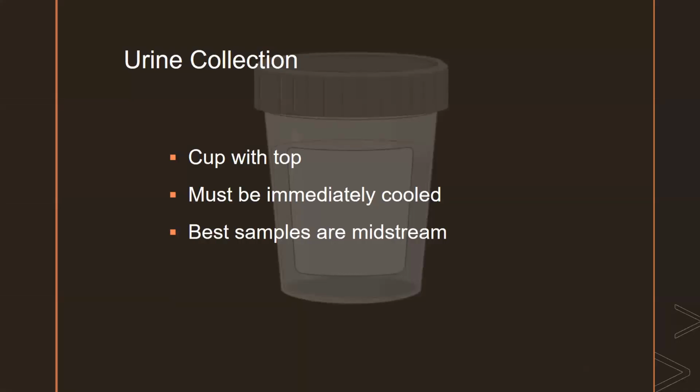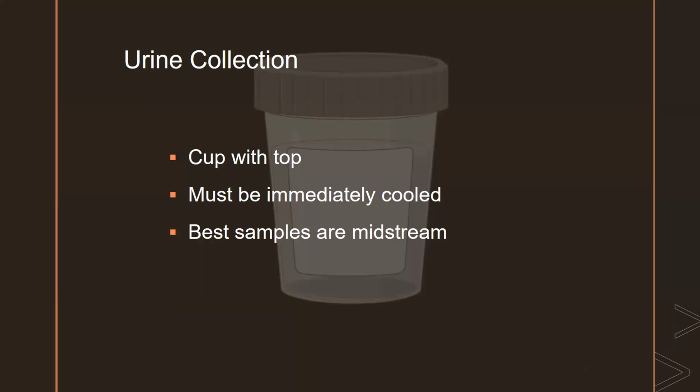So urine collection, pretty straightforward. Most of us have probably done a urine sample. You need a cup with a top that can be secured, usually a bag to put that in if you want double containment. Make sure it's immediately cooled, and samples are best taken midstream.